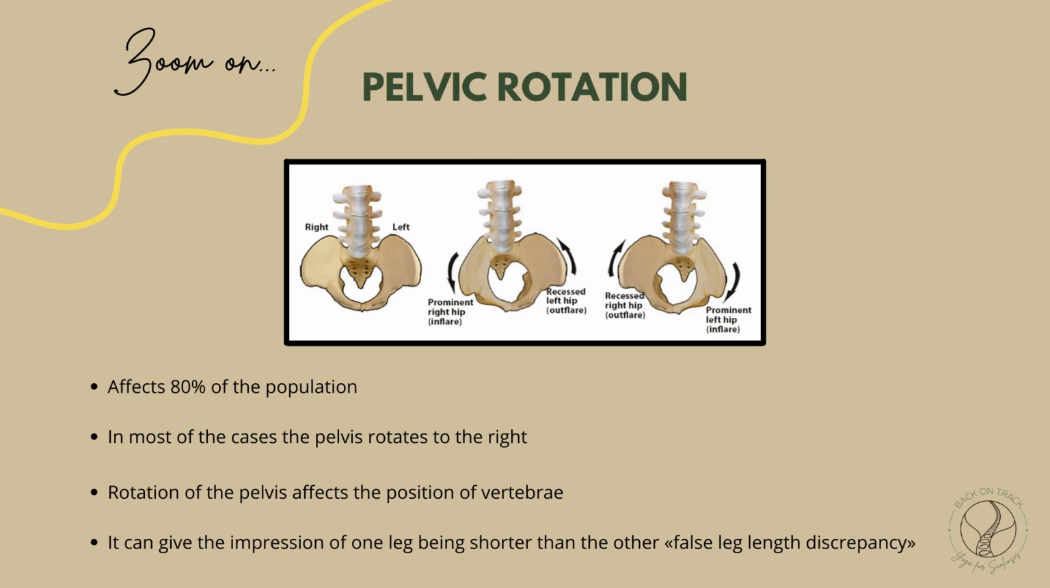It also has an effect on the lower limbs. A rotated pelvis can give the impression that one leg is shorter than the other.